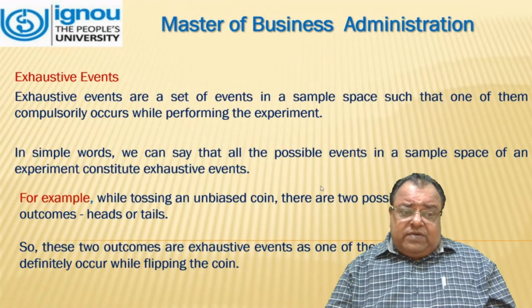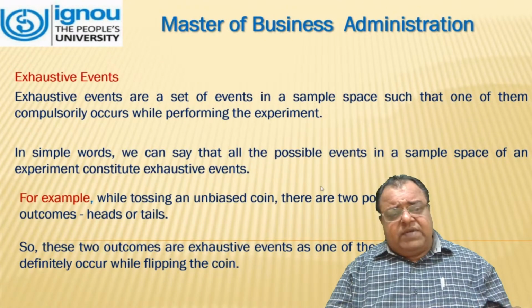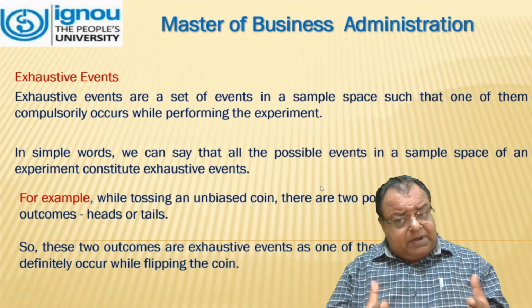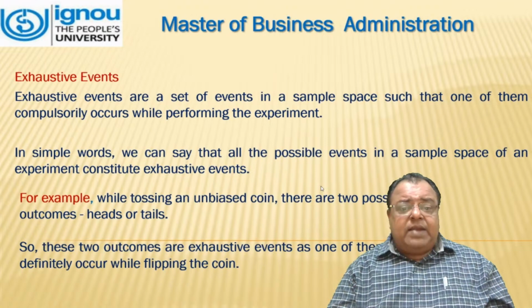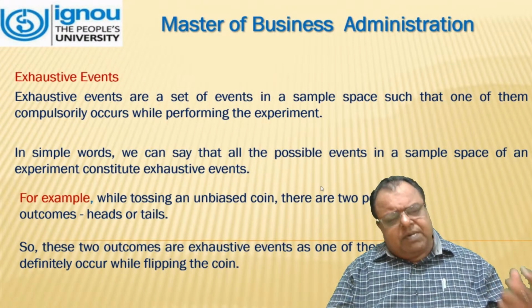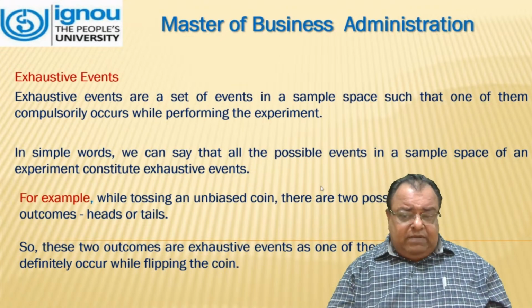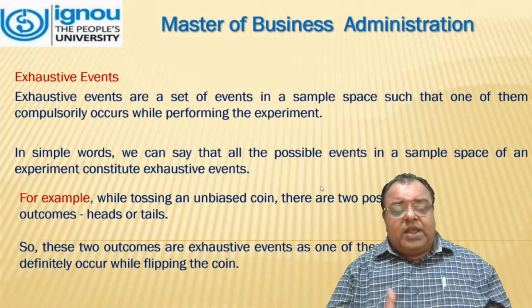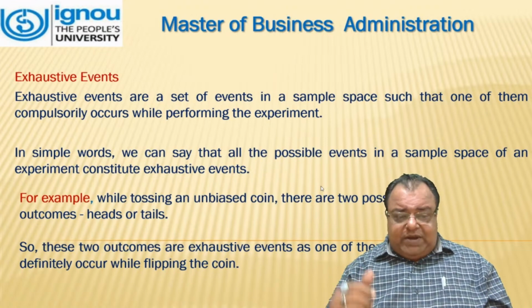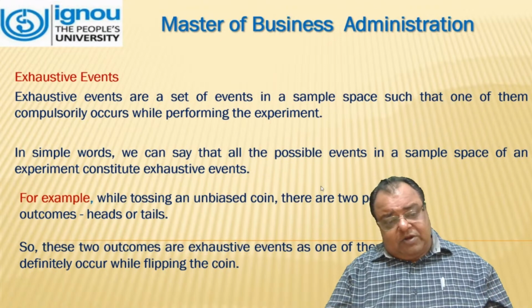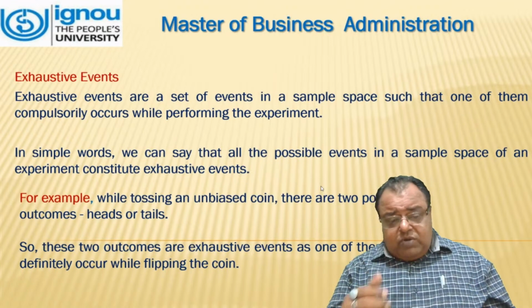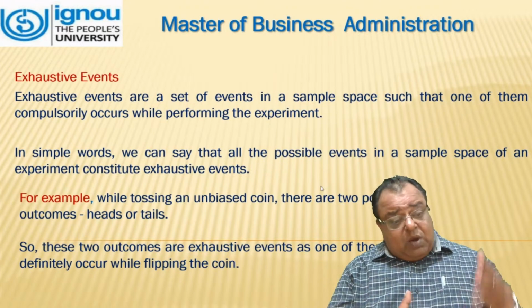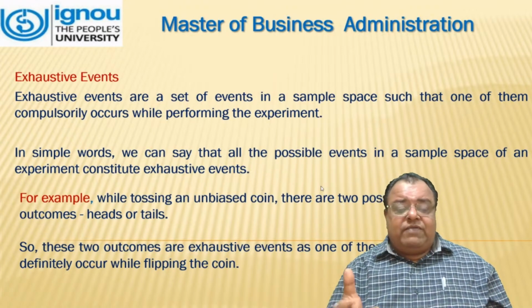Then come exhaustive events. Exhaustive events are a set of events in a sample space such that one of them compulsorily occurs while performing the experiment. Or in simple words, we can say that all possible events in a sample space of an experiment constitute exhaustive events. For example, while tossing an unbiased coin, there are two possible outcomes, head or tail. So these two outcomes are exhaustive events, as one of them will definitely occur while flipping that coin.